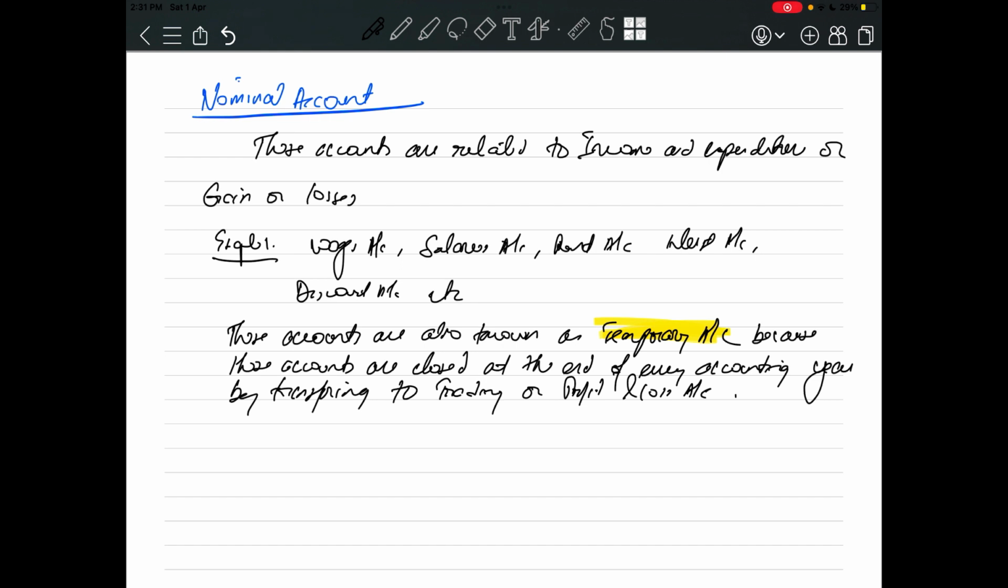What is a nominal account? Nominal accounts are related to income and expenditure or gain or losses. Okay, examples are wages, salaries, rent, interest, discount, etc. Now whenever you see this kind of accounts, you will have to remember that we will have to apply the rule of nominal account. Now these accounts are known as temporary account. Why we call it temporary account? Because the balance of these accounts are transferred to trading and P&L account. At the year end, we will transfer the balance to trading or P&L account and we will close the nominal account. Okay, now let's solve some examples.